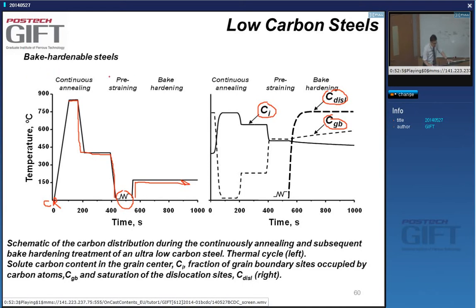So at the start, at the end of the annealing, we get lots of carbon in grain boundaries, and we get some of it as interstitial carbon. When we heat up, however, the carbon in the grain boundaries leaves the grain boundaries pretty quickly, and most of the carbon will be interstitial. Then when I cool down, it increases the amount of carbon in the boundaries again. Remember, we don't have many dislocations.